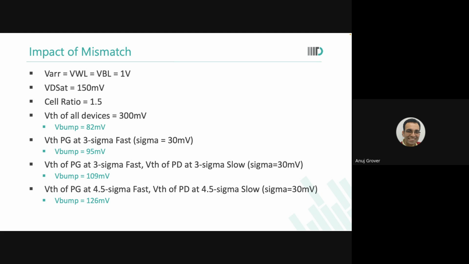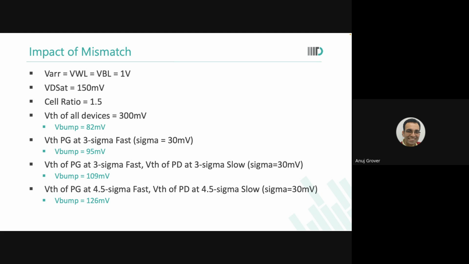So if I really have to qualify 6 sigma, then I'm as bad, in fact a little worse, than when I had kept the cell ratio of 1. Are you able to see this? And do you relate to that graph that we had? That the worst case is actually bad.